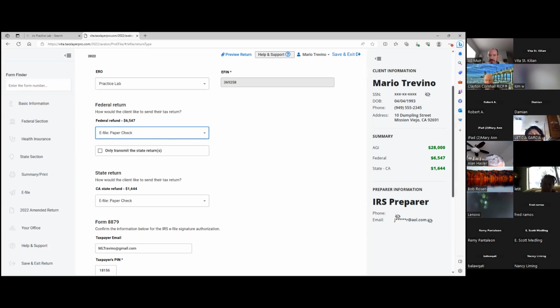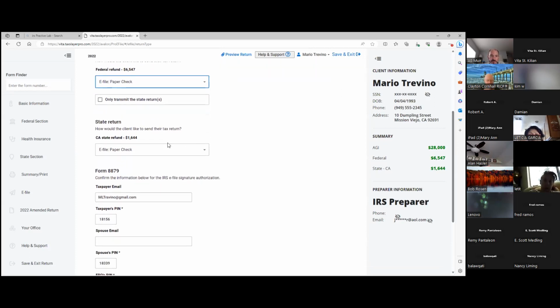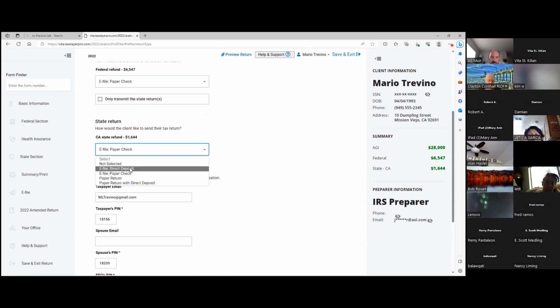And sometimes they say, nope, I want a check. Okay, then check it is. And then for the state of California, same thing. You have this laundry list: e-file with a direct deposit, which means you have to populate the information pertaining to the bank account, or a paper check.